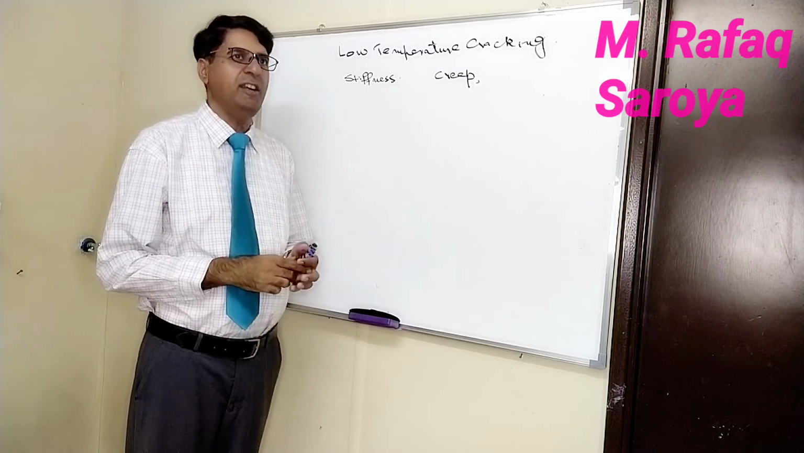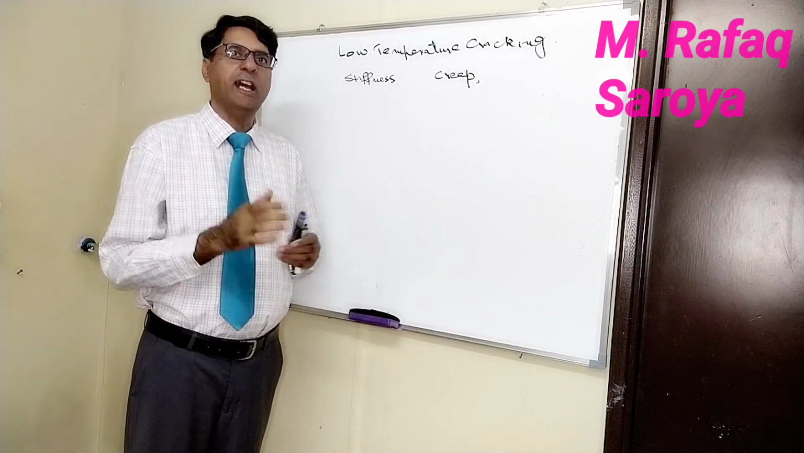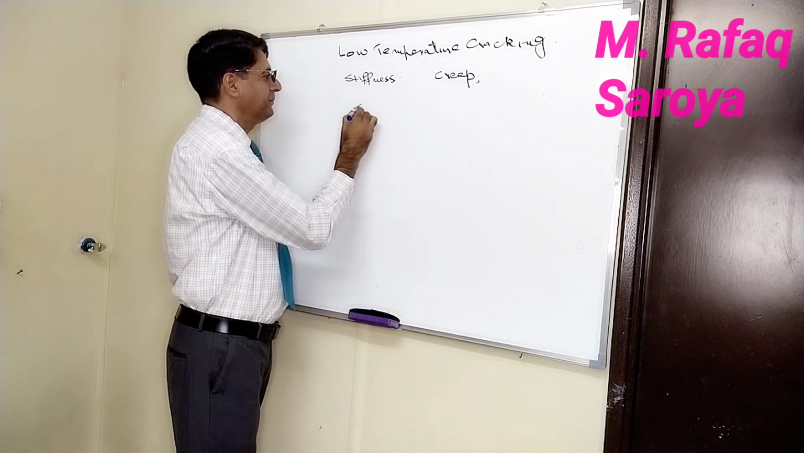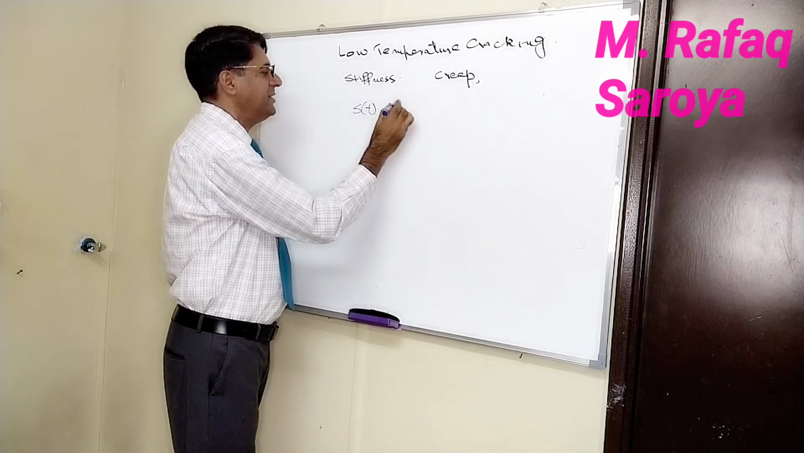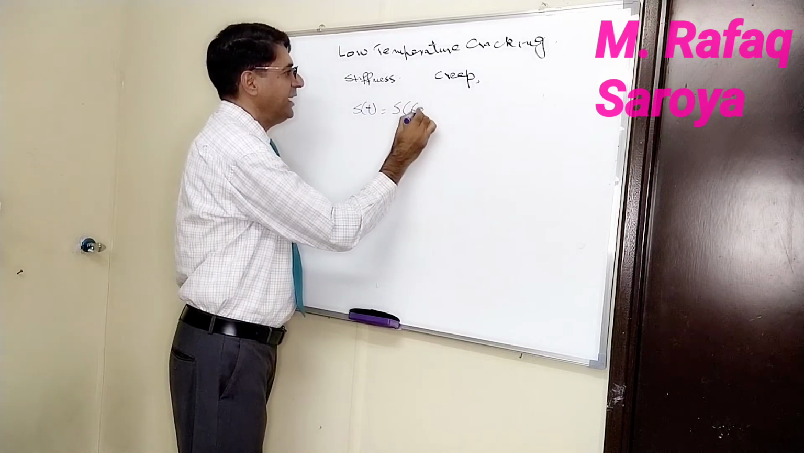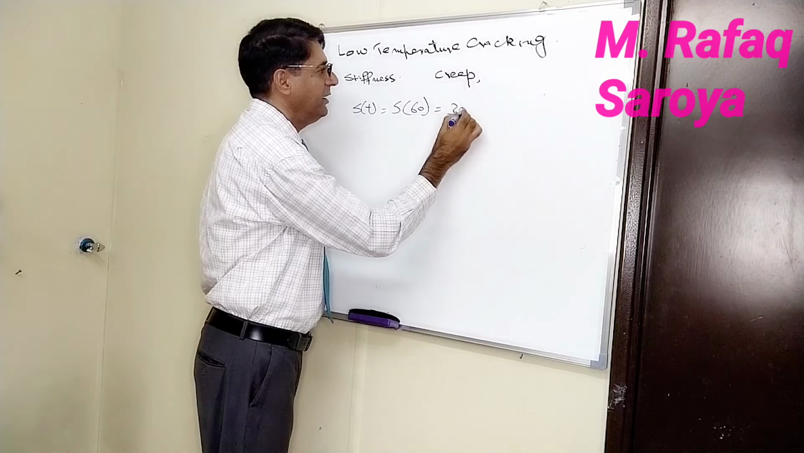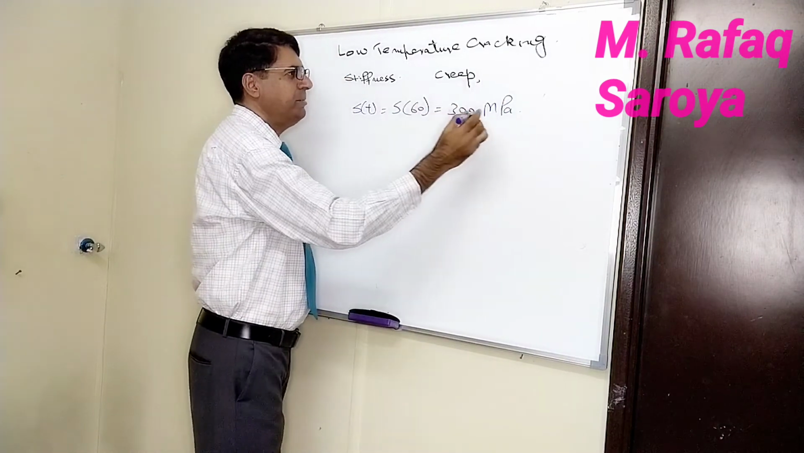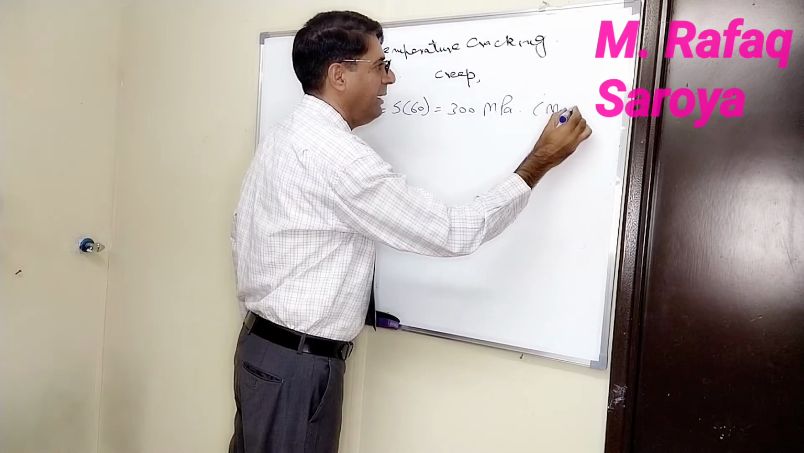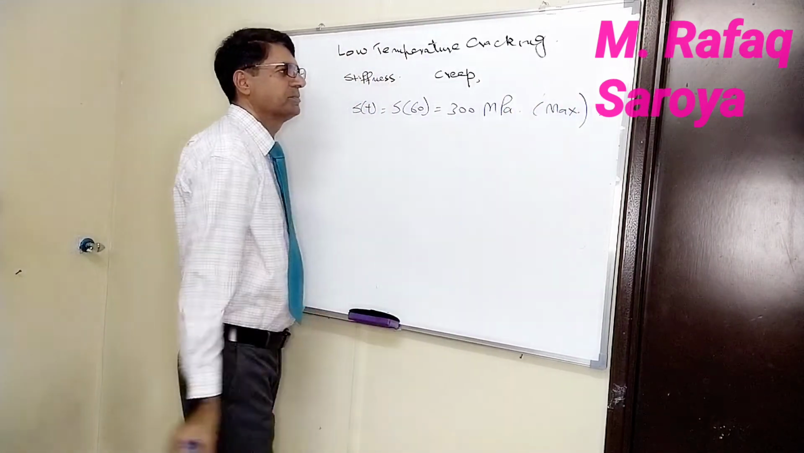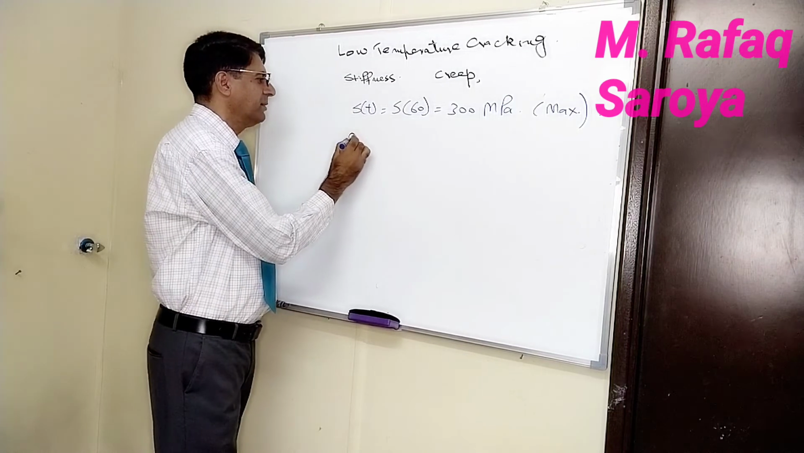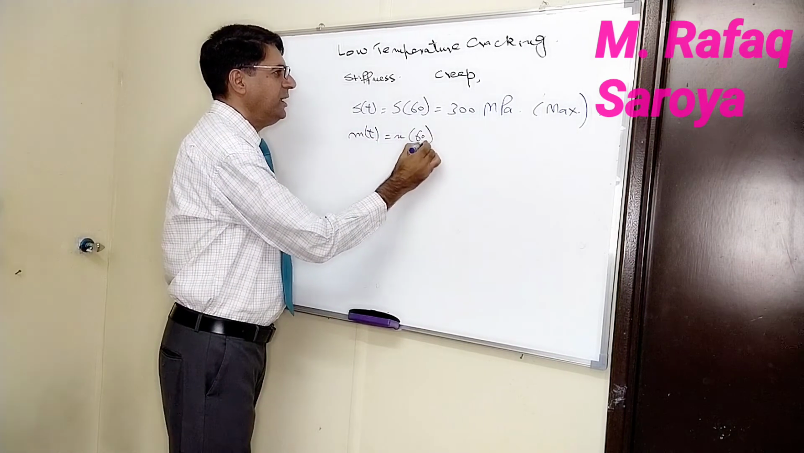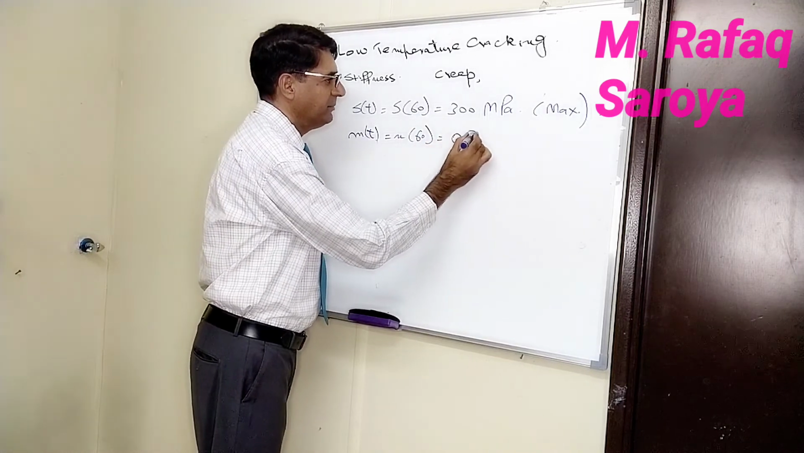And the specification always has described their values, like for the creep stiffness ST at 60 seconds, its value is 300 megapascal. It is the maximum value. It means we will not have to cross this value. Similarly, MT, this slope value, slope at 60, its minimum value is mentioned 0.3.